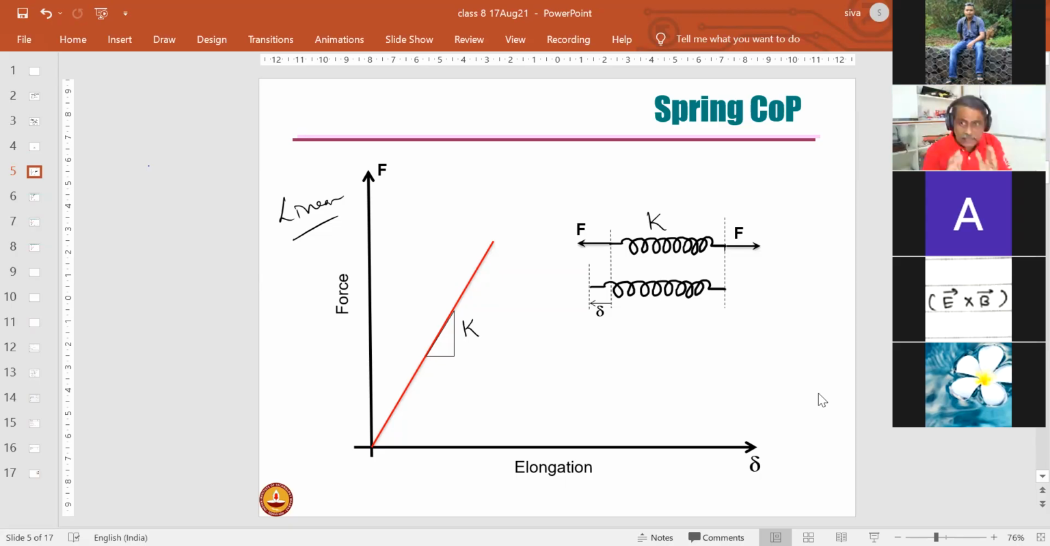So what I want to find out is, instead of going ahead with this spring constant K, I want to come up with something that relates to material. Okay. So far, okay? Is this clear? How do I go about doing that?